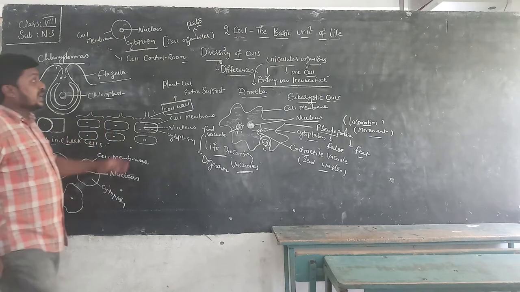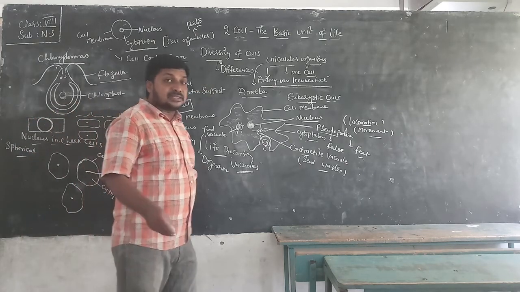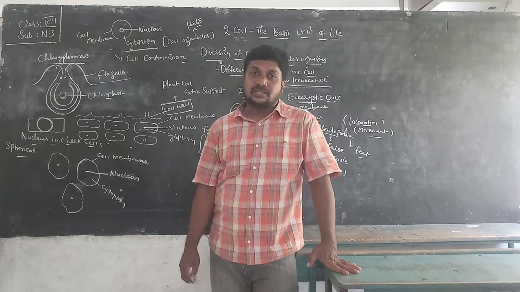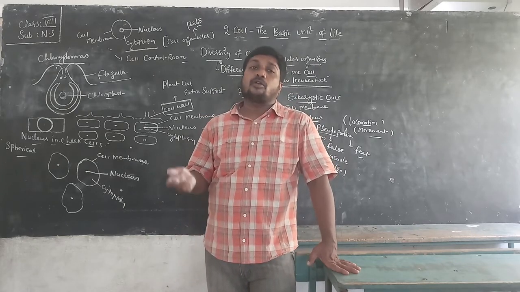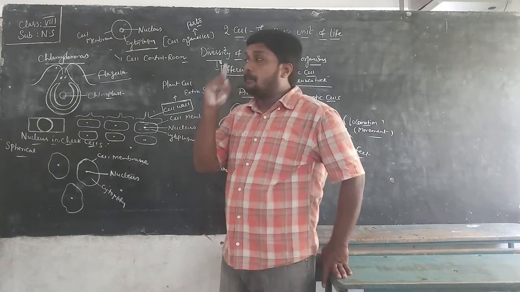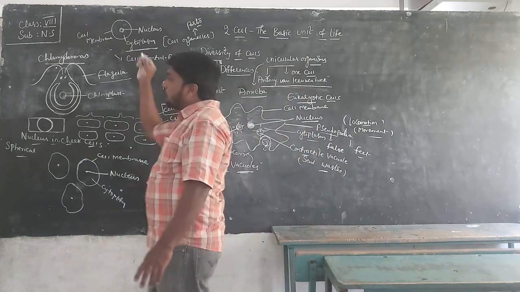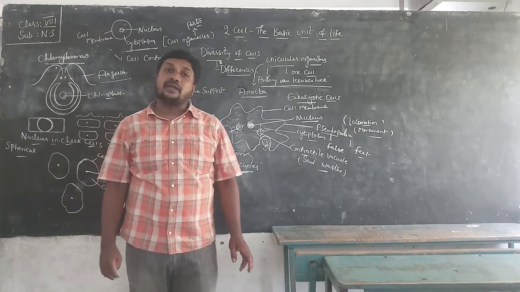I also explained the diversity of cells, which means different cells have different shapes and perform different functions. In a unicellular or multicellular organism, the cell is the basic unit of life. And I also explained the structure of amoeba and the structure of Chlamydomonas. So this is about the diversity of cells.